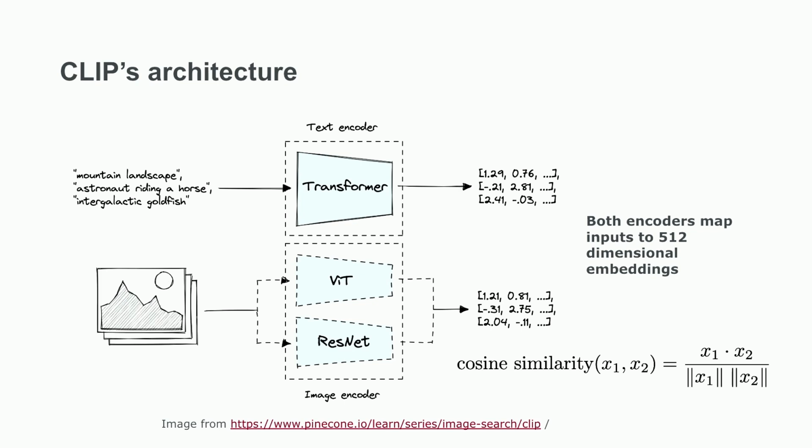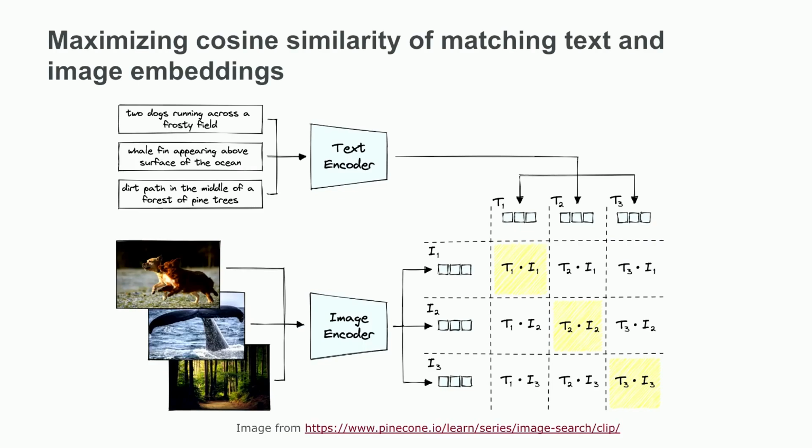And as the embeddings have the same dimension, then we can evaluate their distance using the cosine similarity. These models are updated using the same loss function, so that they are going to be pushing the text embeddings close to their matching image embeddings. And this is how we train.